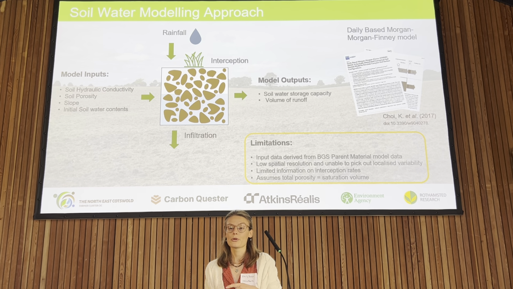And there are also inputs in terms of rainfall, so we apply rainfall to the soil model, and that is intercepted by the different vegetation types that are on the soil surface. And then there are also losses from the model in terms of infiltration to depth, and that is determined by the speed at which water can travel through the soil and the ability for the bedrock and parent material to also allow for infiltration.